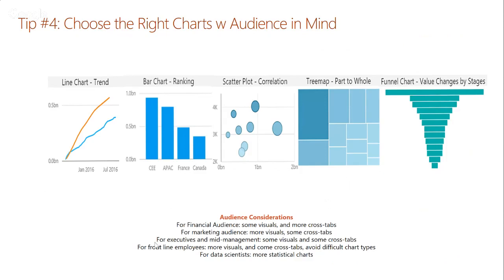For example, here I actually list out a few that are straightforward. If you're doing trend lines, you use a line chart. If you're doing ranking, try to use a bar chart. If you're doing some sort of correlation analysis, try to use a scatter plot. And a tree map is really good for part-to-whole analysis. A funnel chart is really good, for example, when you have a sales channel.